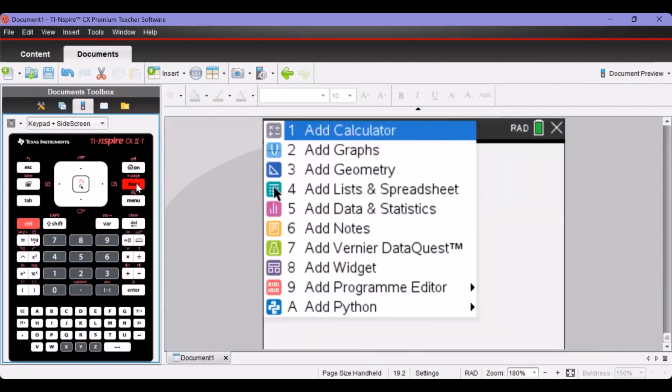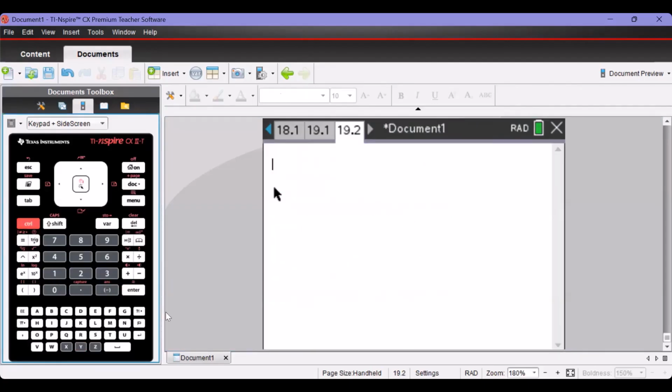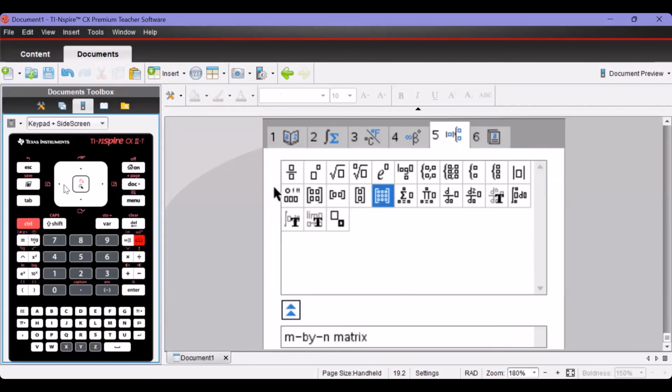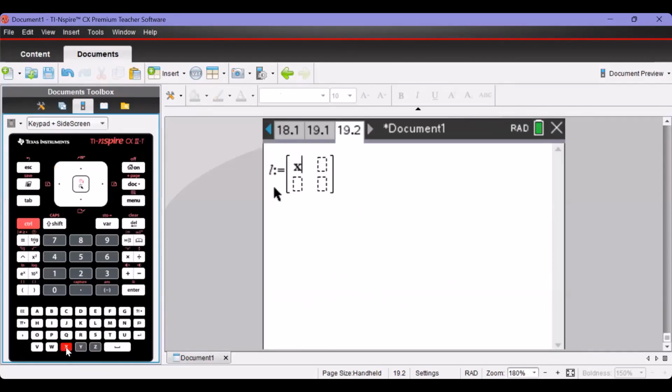Now let's add a calculator page. Press Control Doc and we'll add a calculator page. What we'll do now is we'll assign our Leslie matrix L. So L and then Control symbols template to get the assign command. Then press the catalog button and then access the 2 by 2 matrix template. Press enter. So here we type in x and then 2 times x and then y and then 0 and then press enter. So that's our Leslie matrix.